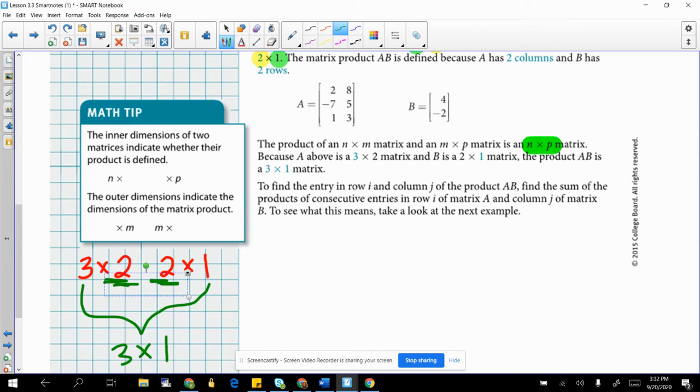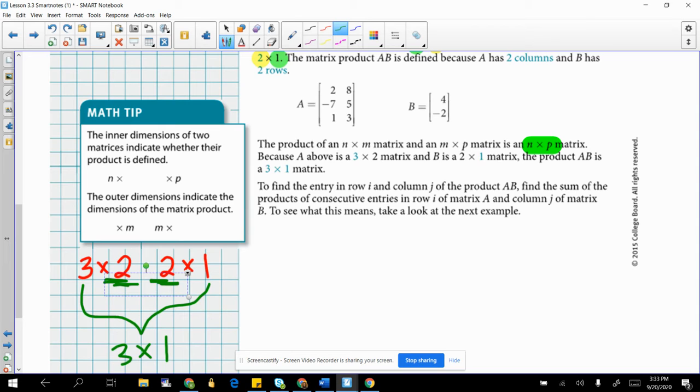Okay, so that's what it kind of says here. It says the product of an n times m matrix and an m times p matrix is an n times p matrix. So that's what I just showed you guys there. The product would be that 3 by 1. So again, that's what it explains. Because A above is a 3 by 2 matrix and B is a 2 by 1, the product AB is a 3 by 1.